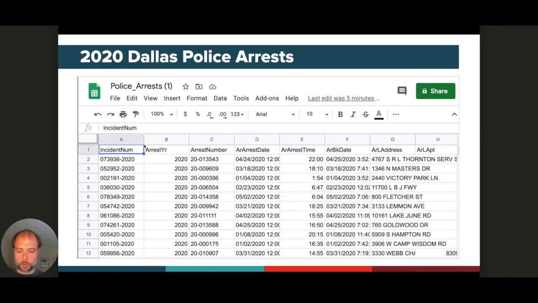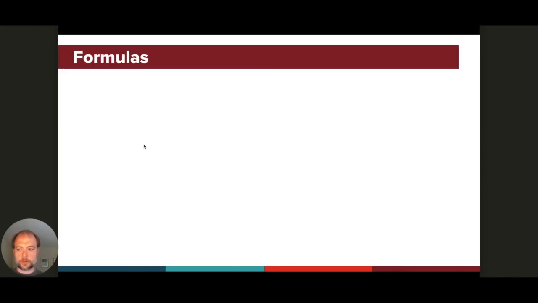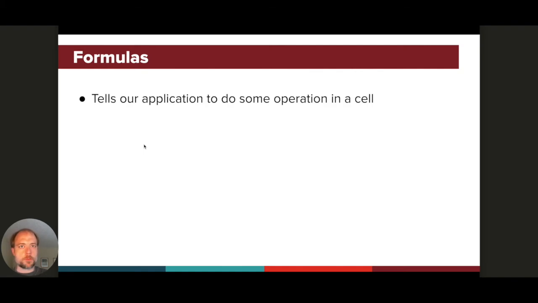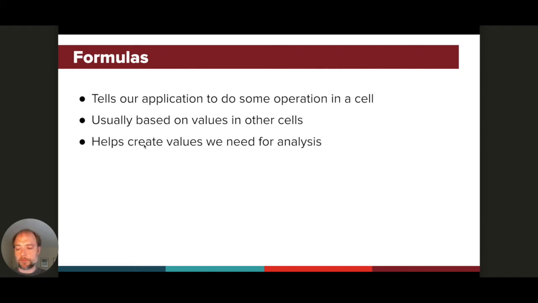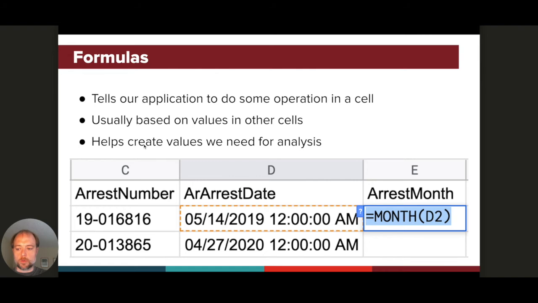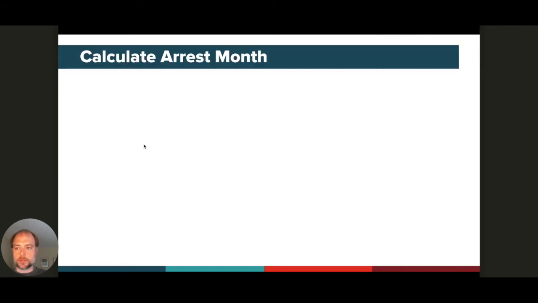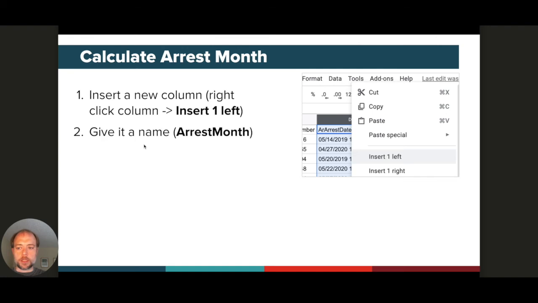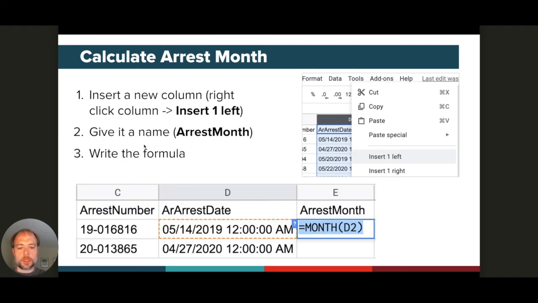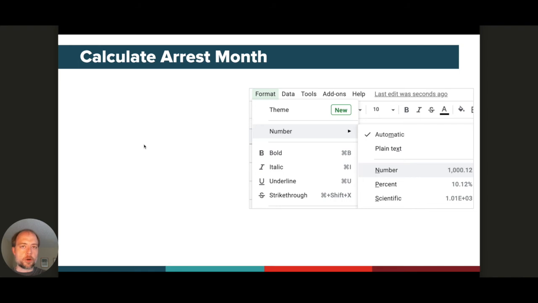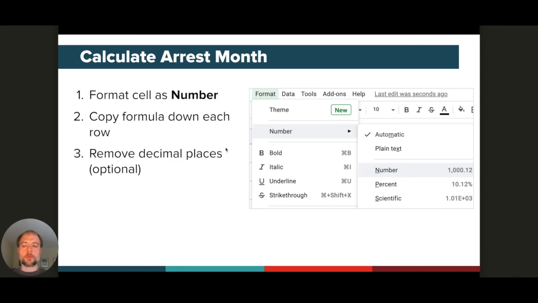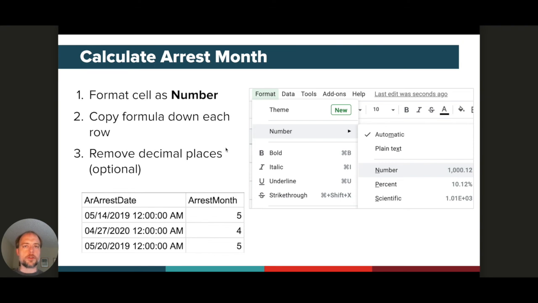To review what we did, to create a chart like this, we used a formula which tells our application to do some operation on a cell based on the values in another cell, in this case the arrest date and arrest time. It helps create values we need for analysis, in this case our arrest month. There's the formula there, equals month D2. We inserted a column left, gave it a name, arrest month, wrote the formula. We then had to reformat it into a number, copy the formula down to each row, and we can remove the decimal places using the line on the menu bar. We end up with an arrest month here that is a number, a 5, a 4, whatever, without decimal places.